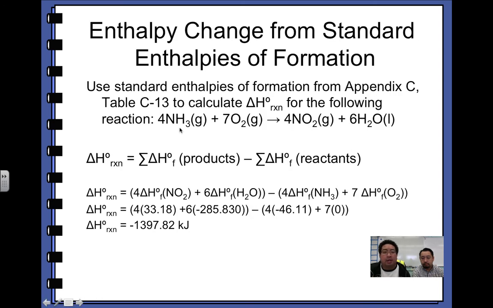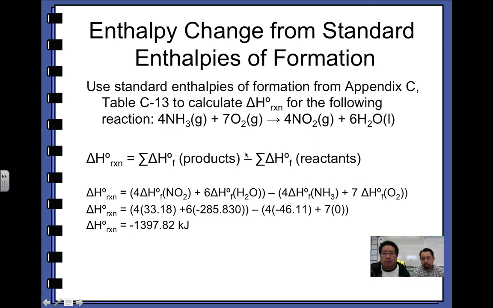So here's an example of a standard enthalpy of formation problem. We have to look up our enthalpies of formation for each substance. It's products minus reactants. With the balanced coefficients in our equation, we have to multiply our looked-up values by these numbers. The products are on this side. So NO2: we need the standard heat of formation of NO2, and we're going to multiply it by 4. Then we'll do the same thing for water times 6, and then we'll subtract out the NH3 and the O2.